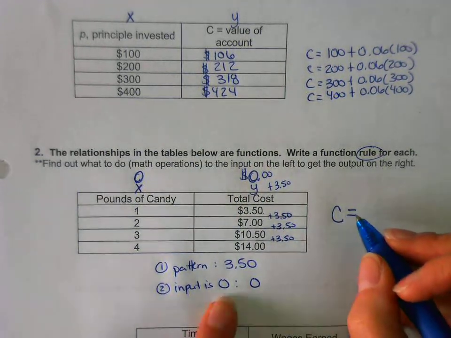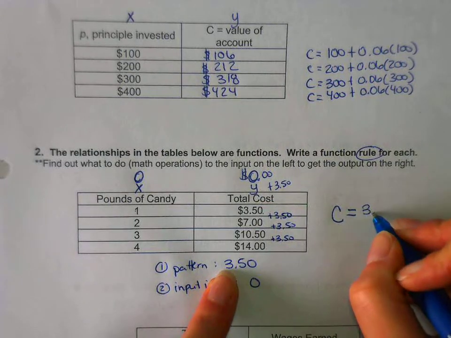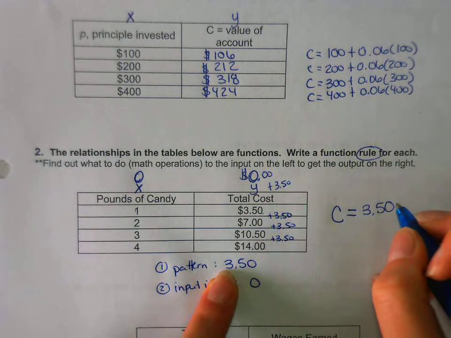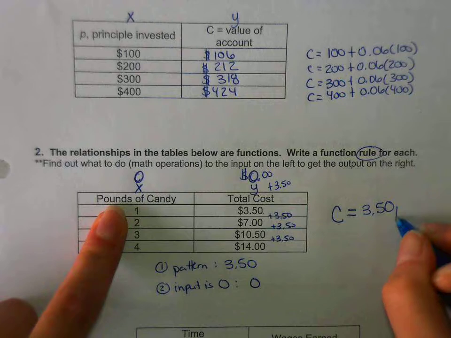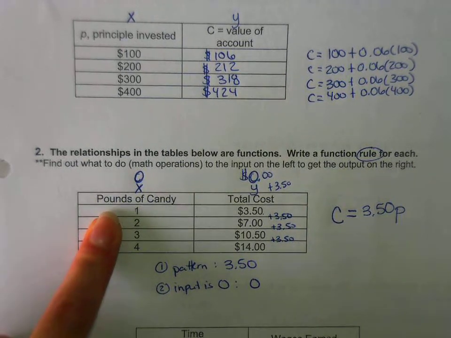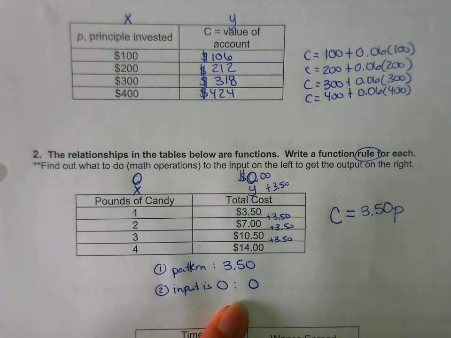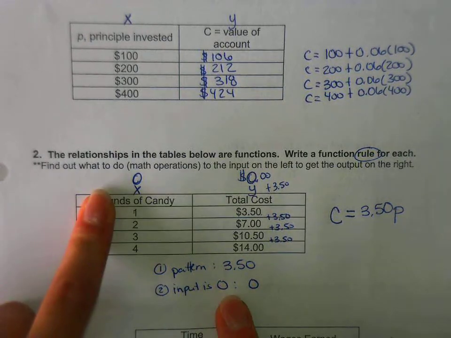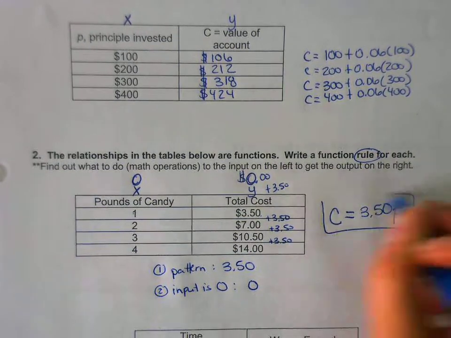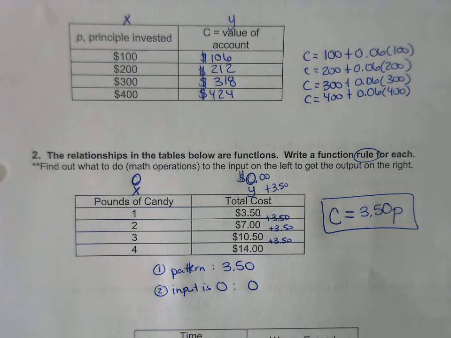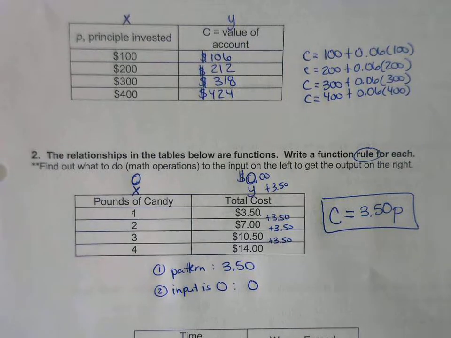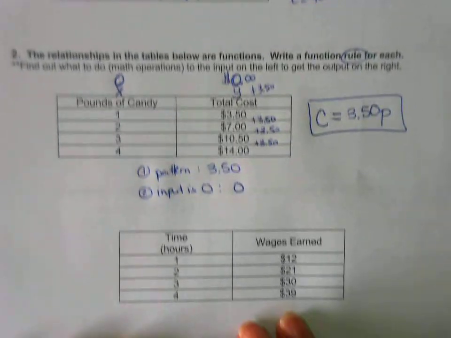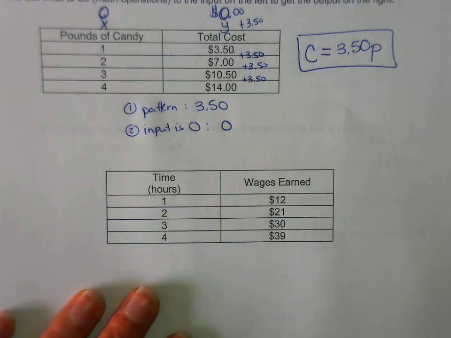So when I write my function rule, my pattern is always multiplied by my input, which is going to be P for pounds of candy. And I'm going to be adding 0, because that's what my x value is at, 0. And so my rule is C equals $3.50 times by P.